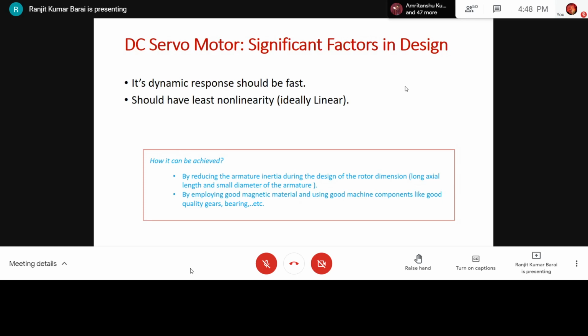Inertia of a system is directly related to the diameter. Now, if you reduce the diameter of the rotor or the armature, obviously its inertia will be reduced. But what will happen? If you reduce the diameter of a rotating machine, its power output will be reduced drastically, because the mechanical power output of any rotating machine is proportional to the square of the diameter.